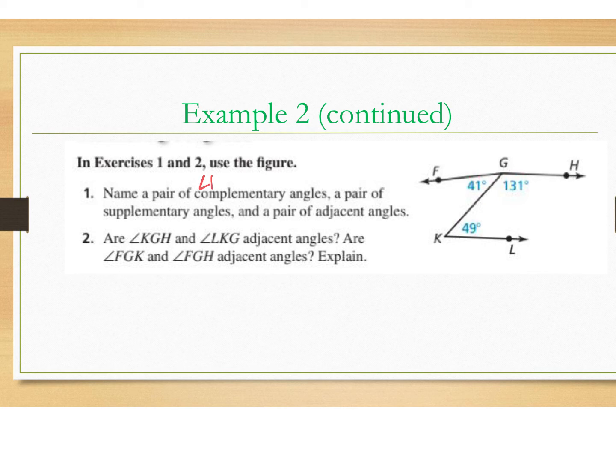FGK. Ooh, I like it. FGK and GKL. Why? Because the first 2 letters have to be hard. Oh, wait, no, it's 41, 90. 41 and 49 equal 90. Let's go, Ronnie. Okay. We name a pair of supplementary angles.